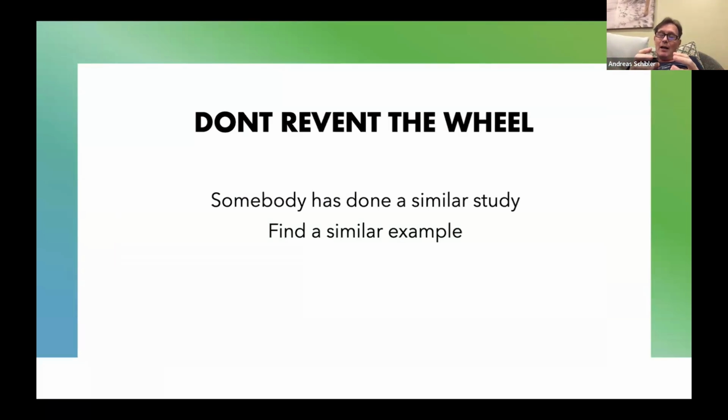Now, again, when I started my research in 1987, I did my first research project, and I thought that I was the only one who knew how to do it and how it should be done. I wish someone had helped me and said, look, hold on, someone else has done a similar study, find a similar example and replicate what others have done.